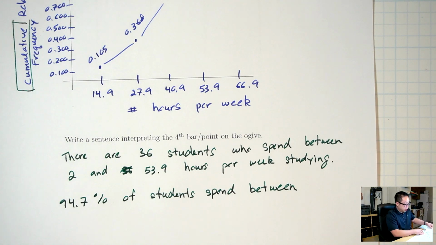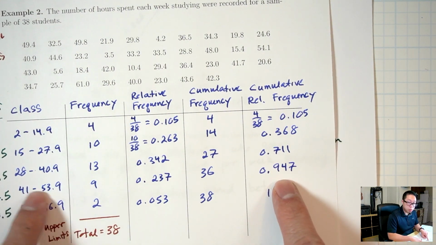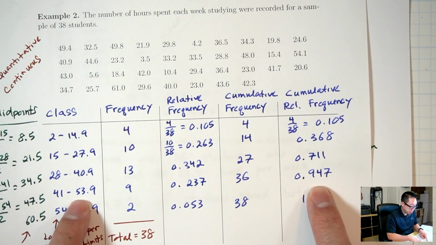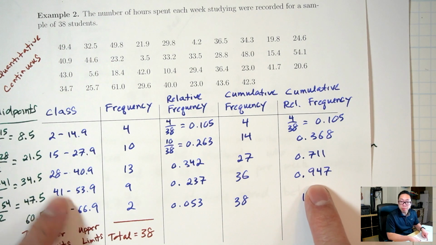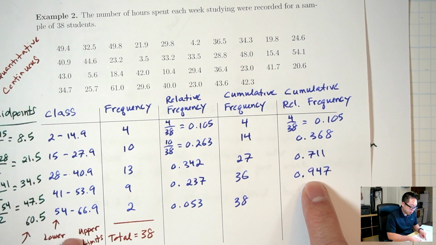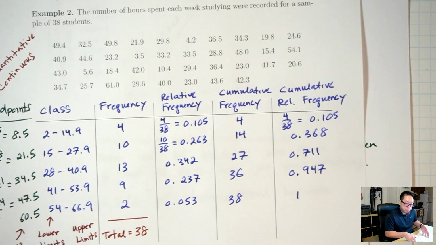spend between, so once again, this 0.947 doesn't just represent this range, right? It represents this range and then everything before it. Because anytime you're talking about cumulative, you always include everything before it. So this 0.947 represents this range from 2 to 53.9.